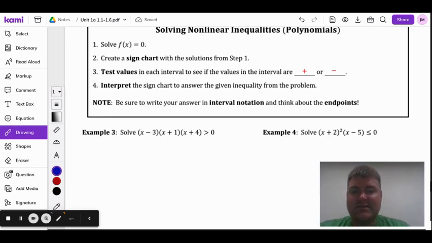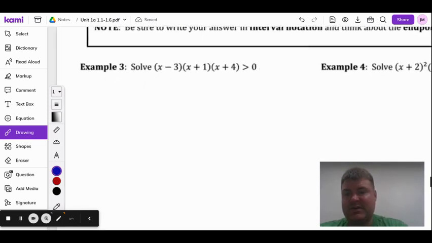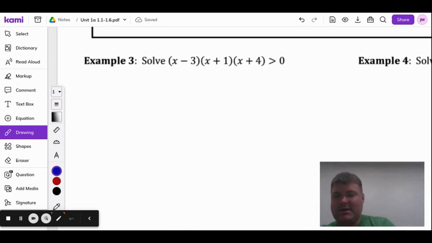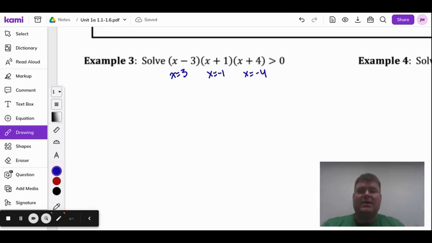And we're going to test values on a sign chart. Okay, so I'll show you what that all looks like here. So we have x equals 3, we have x equals -1, and we have x equals -4. Those are our 3 zeros we get. If you notice here, these are all cuts. So cut, cut, and cut. I'll tell you why that's important in just a moment.